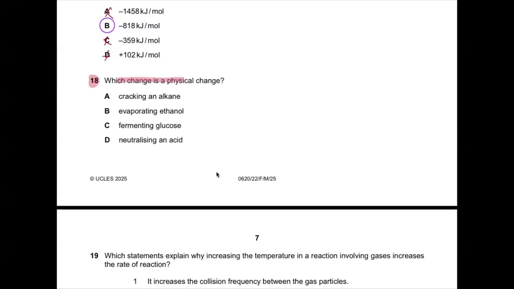MCQ number 18, which change is a physical change? Cracking an alkane. When an alkane is cracked, it forms simpler molecules, which is not a physical change, it is a chemical change. Evaporating ethanol, yes, it can be. Fermenting glucose can produce ethanol, so again it's a chemical change, a different new substance is formed. Neutralizing an acid gives you salt and water, so chemical change. So only B is the physical change. Okay.